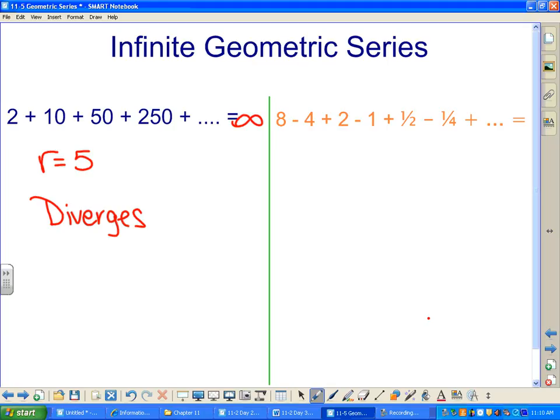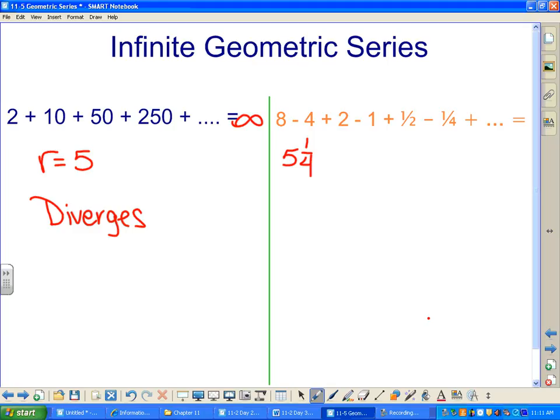What I'd like to do is look at this one over here. Would you take out your calculators for a minute, and would you go ahead and punch this in? 8 minus 4 plus 2 minus 1 plus 1/2 minus 1/4, and just put equals. Just stop at the 1/4 and put equals. What are you getting for an answer? 5 1/4? Now, do you see the pattern that's going on? What's the next thing that's going to be added?